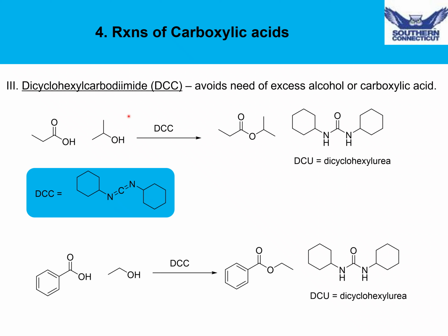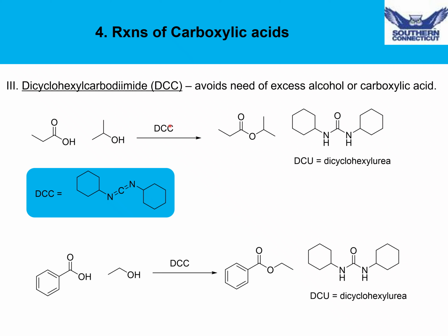There's a third method that is used to make esters from carboxylic acids. That involves using a reagent called dicyclohexylcarbodiimide, which is abbreviated as DCC. So this is an alternative to the Fischer esterification. It avoids having to use an excess of alcohol or carboxylic acid, which we usually use in the Fischer esterification to push the reaction towards products.